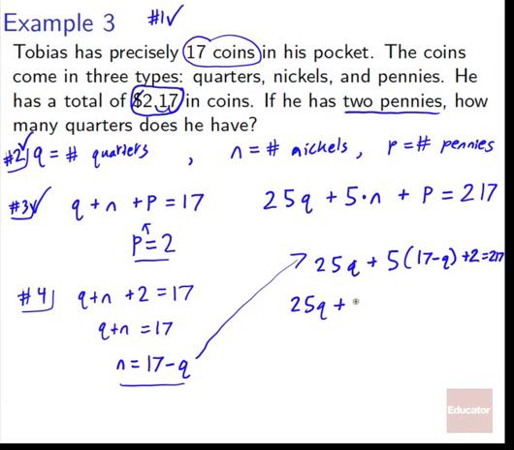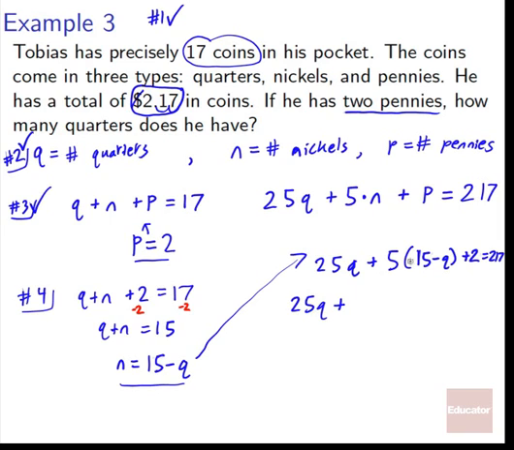Whoops. I made a mistake here. Sorry about that. Hopefully you guys caught that and were thinking, what are you doing? Q plus N, we subtracted 2 here. A good example of why we have to make sure we do the exact same thing on both sides. 15, 15. So this shouldn't be 17 minus Q over here. It should be 15 minus Q over here.